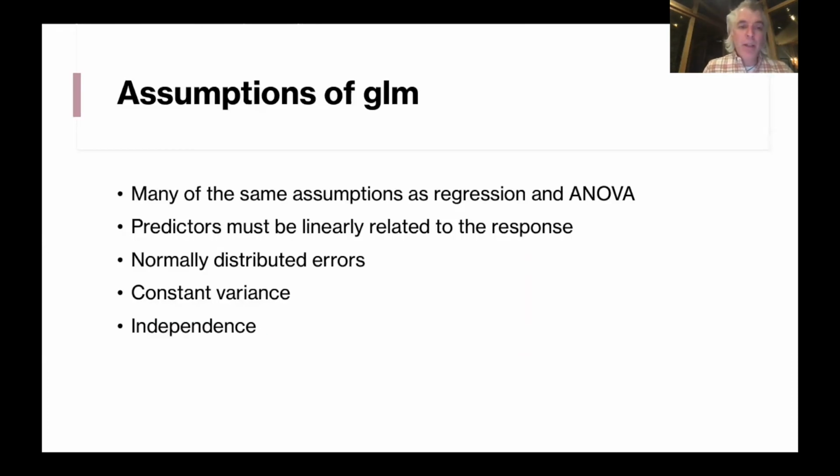So in summary then, the assumptions of our general linear model are fairly similar to the assumptions that we've already encountered for regression and ANOVA. The predictors must be linearly related to the response variable. The residuals must be normally distributed with constant variance, and our observations must be independent of one another.